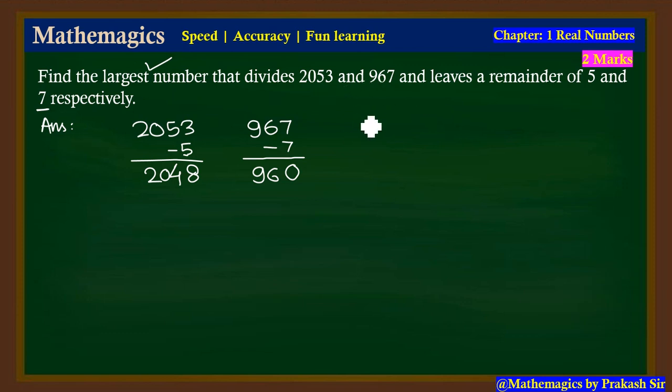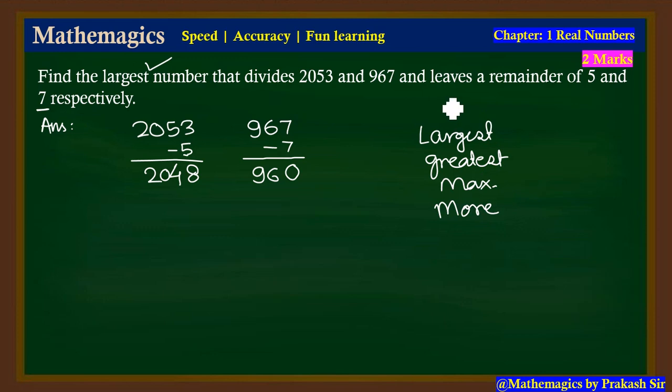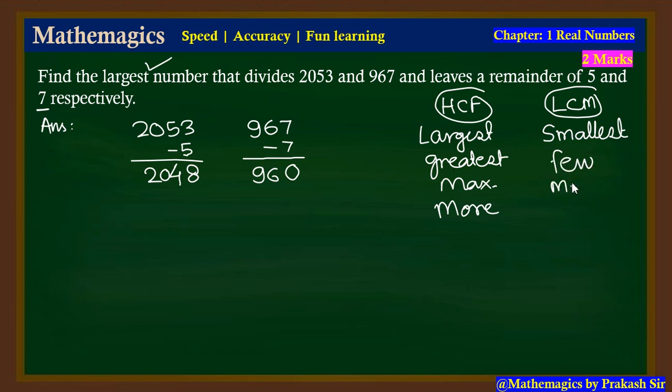Here is the most important tip I wanted to give you: whenever the question is asking regarding the largest, greatest, maximum, or more, then in that case we have to find the HCF of the numbers. And another one: we have to calculate the LCM when it talks regarding the smallest, then few, then minimum. It means when it gives the image of the bigger one, then we have to calculate the HCF. And when it shows the lesser amount, then we have to calculate the LCM.